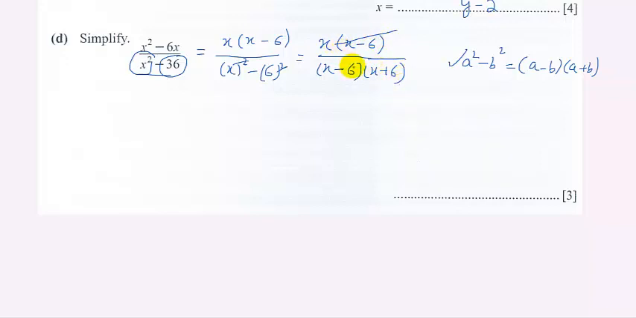So x minus 6 and x minus 6 cancel. What we are left with is x over x plus 6. So this is the simplified fraction. So the answer is x over x plus 6. This is our answer. 3 marks.